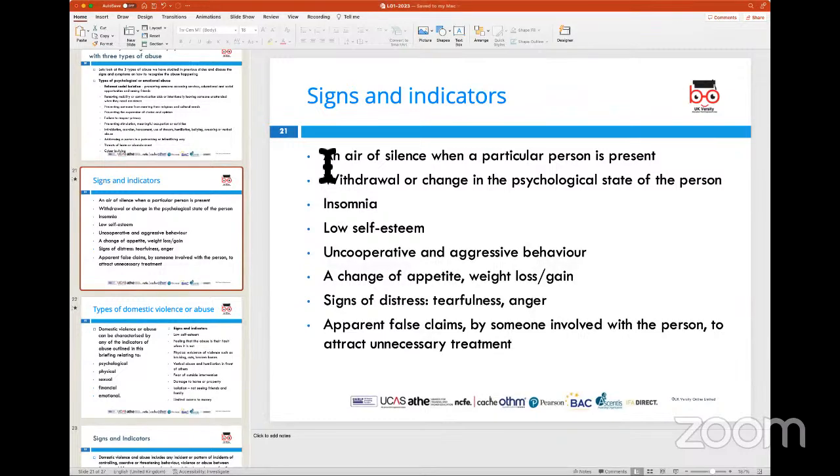Loss of memory, insomnia, low self-esteem. You're looking at a change of appetite, sudden losses in weight, or more gain in weight. These are signs and symptoms or indicators that the person is undergoing psychological or emotional abuse. You would lose weight, you would lose your appetite. In some cases, people take to eating.